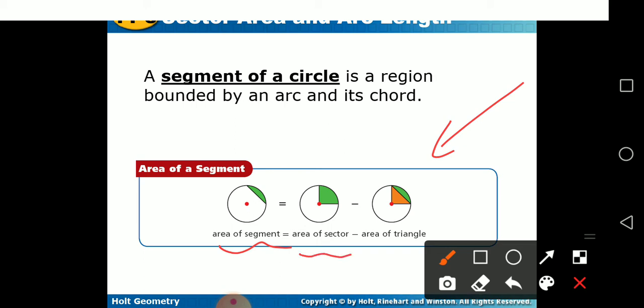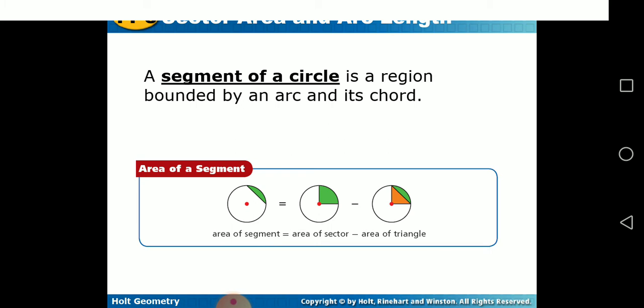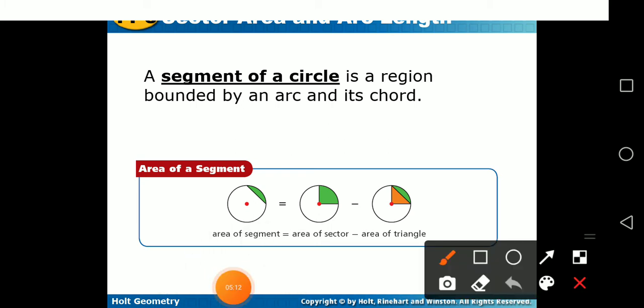It's equal to the area of the sector minus what? Minus the area of the triangle. So again, area of the segment equals what? Can you see this? This is the area of the segment. It's equal to the area of the whole sector minus the area of the triangle, of this triangle.